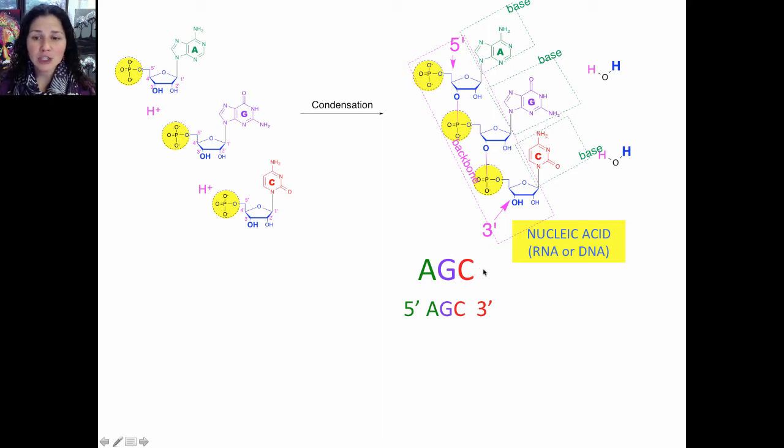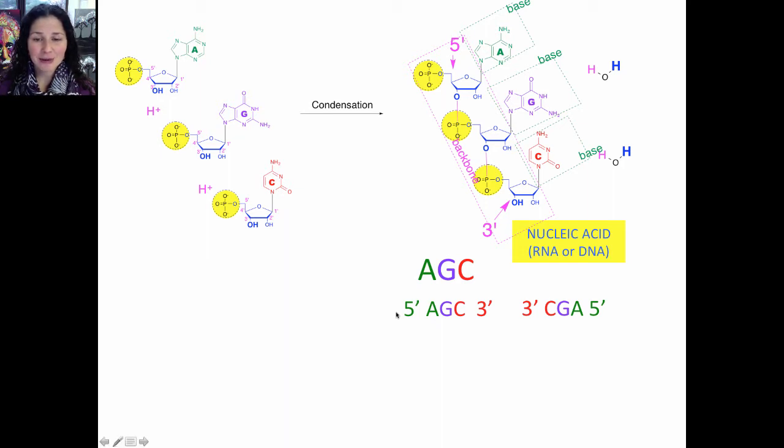If you break convention and you want to draw this in the opposite direction, you must indicate the ends. Here's an example. I could not simply write CGA because that would be wrong and it would not represent this particular nucleic acid. I could, however, write CGA if I indicate that this is the 3' end and this is the 5' end. Because I'm not following the convention that I'm drawing the 5' end first, I must indicate the 3' and 5' ends of this nucleic acid.